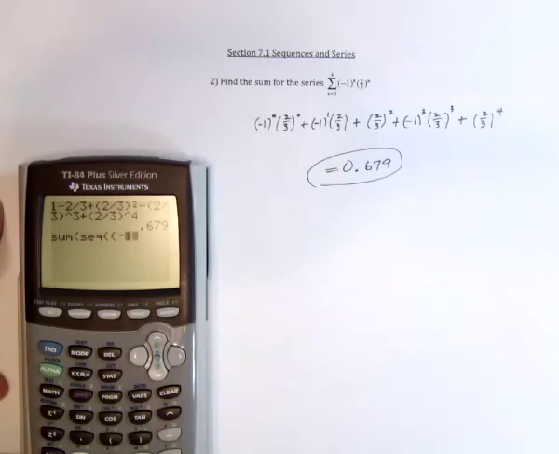So it's a negative 1 raised to the, and for a variable I'll just use x. Multiply that with 2/3 raised to the x, and then a comma. X is the variable, so I'm just telling the calculator that x is the variable, and then have it go from 0 to 4. There it is, 0.67.